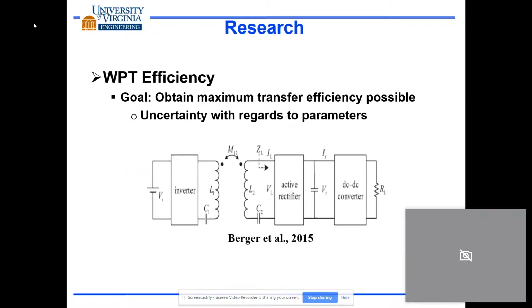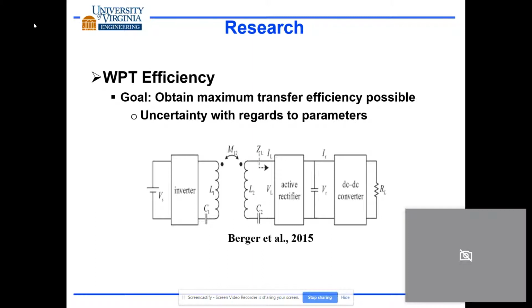And so one of the areas that I was interested in when I was doing this research was WPT efficiency, and there are numerous uncertainties that affect the parameters of these systems. For example, with regards to electric vehicle systems, the mutual inductance depends on the vehicle's position itself, and also when charging these vehicles, the equivalent impedance of the batteries can also change, and as a result of these changes, the transfer efficiency of these systems will be changed as well.